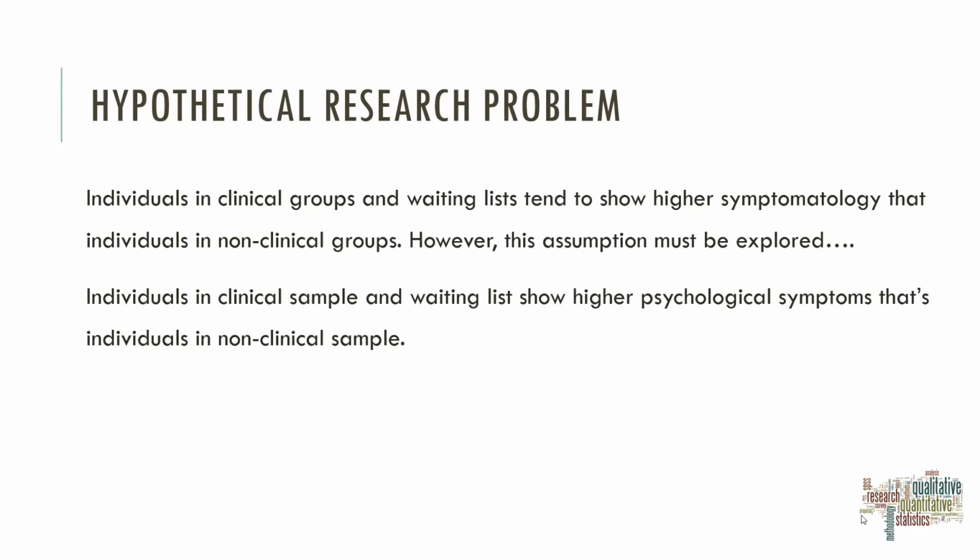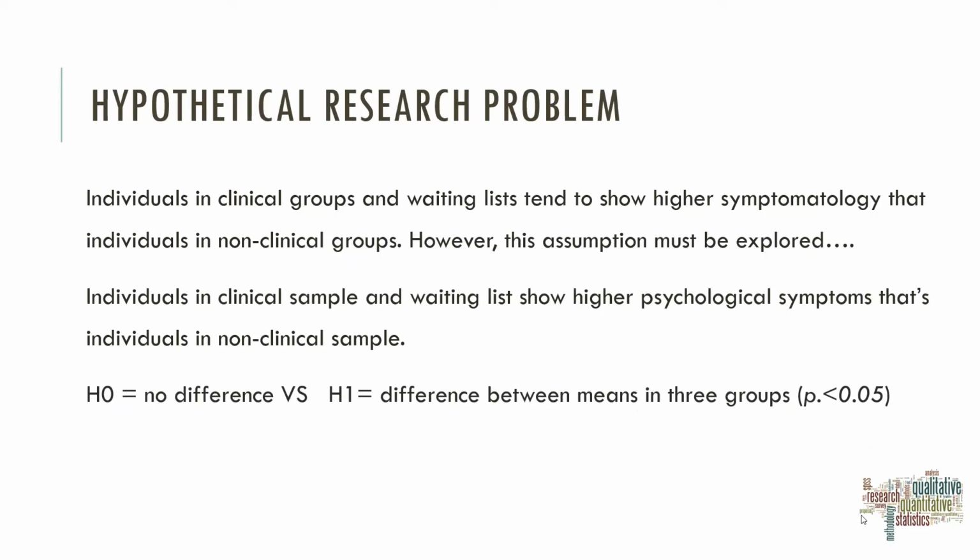Our H0, our null hypothesis, is that there isn't any difference between these means, and our H1 hypothesis is that we should find a difference between these three groups, a difference between the means in these three groups. Okay, so now let's go to SPSS.